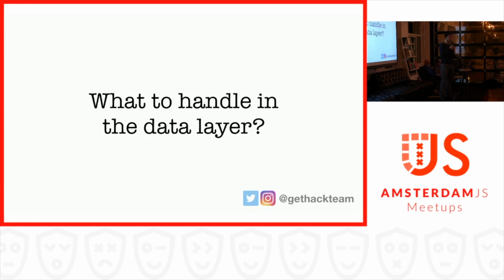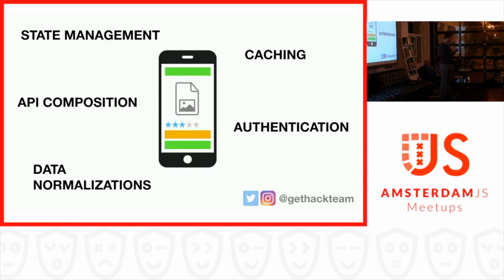So I briefly told you already, but what would you handle in the data layer? I summed up some of the things you would handle in the data layer, and for me, number one is API composition and data normalization. State management is actually something you handle in the data layer, but later on I'm going to show you using GraphQL for the data layer.